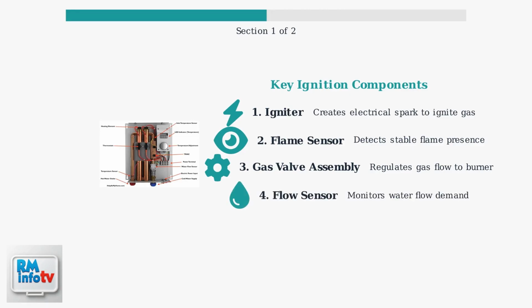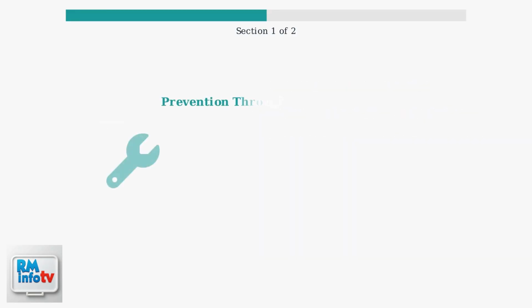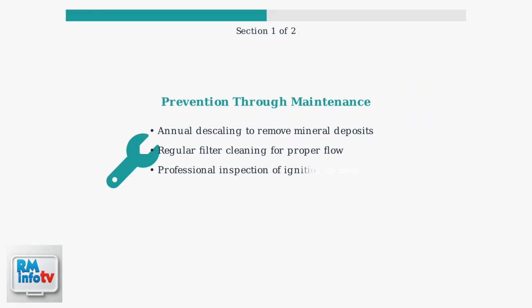The flow sensor monitors water flow through the unit. It signals when hot water is needed, triggering the ignition sequence to begin heating. Regular maintenance is essential to prevent ignition failures and extend your unit's lifespan. Annual descaling removes mineral buildup, while cleaning filters ensures proper airflow and water flow.